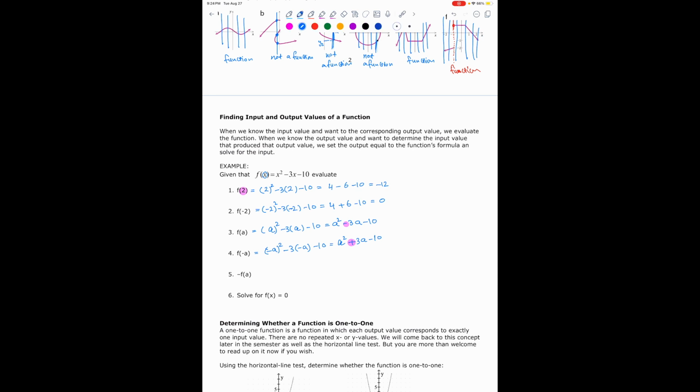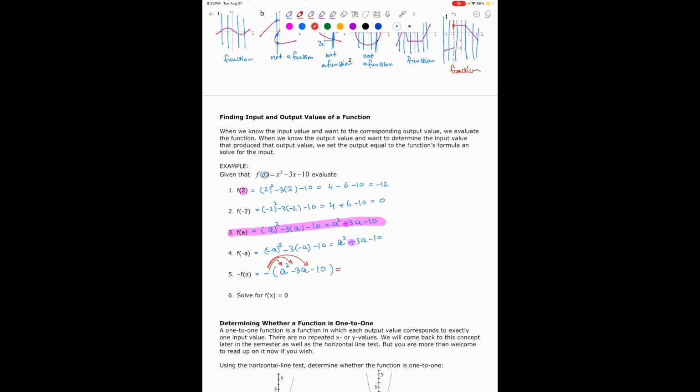Next, if we have negative f of a, we already found f of a. Here is f of a, that is number 3. All we need to do is take the final answer and multiply that with negative 1. So I'm just going to say negative outside and then put the answer that I got from part 3, which is a squared minus 3a minus 10. Now, we need to distribute the negative inside.